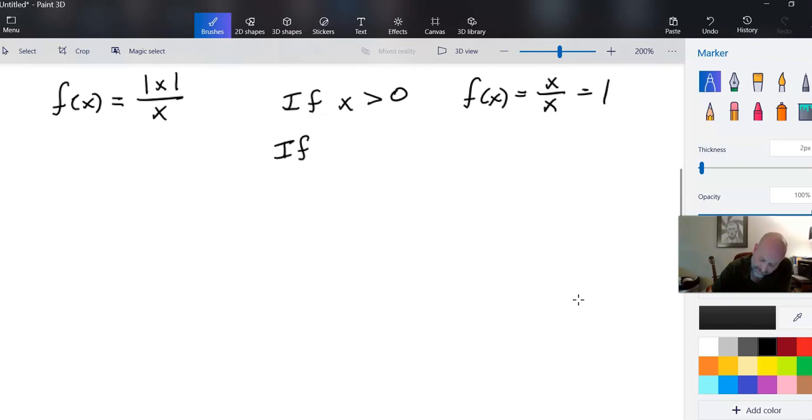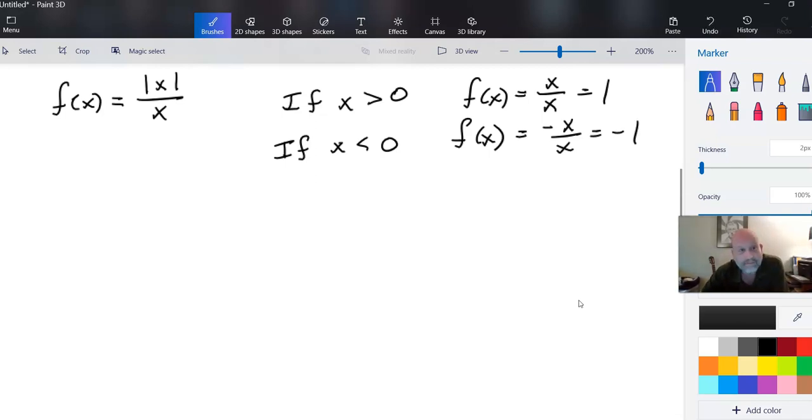If I look at the other side, if x is less than 0, well, that means x is negative, so the absolute value of x is going to be its opposite, right? Because I'm putting in a negative, so I have to get out a positive, which means I'm going to change the sign. So if x is less than 0, then this is equal to negative x over x, which is negative 1, right?